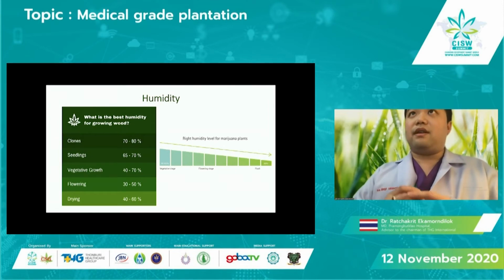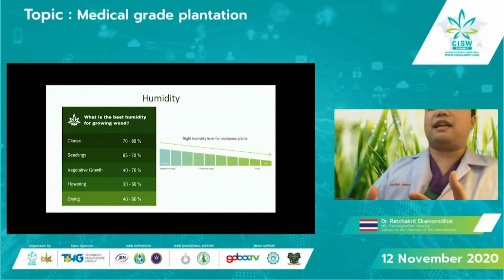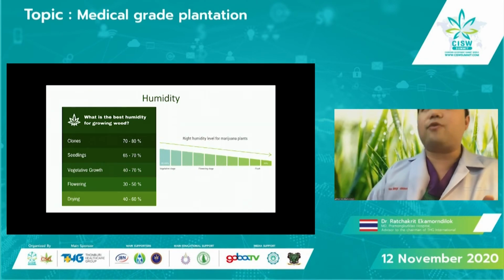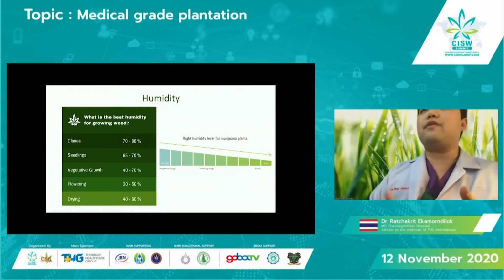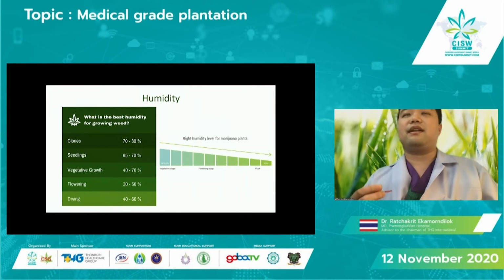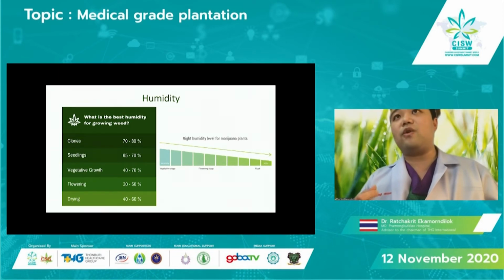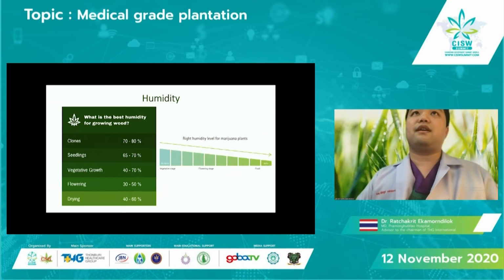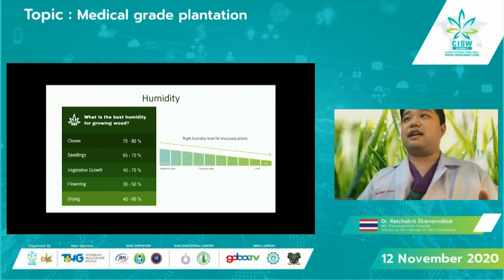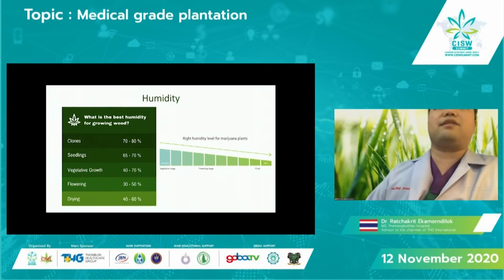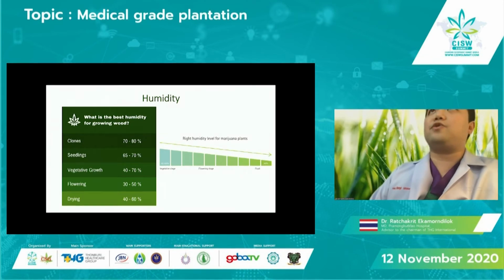You need to know about the humidity. When you need to grow cannabis at medical grade, the humidity is very important. With high humidity, it can cause your cannabis to rot and can cause fungi to grow. The humidity is different between the stages of growing cannabis, so you have to know the humidity.